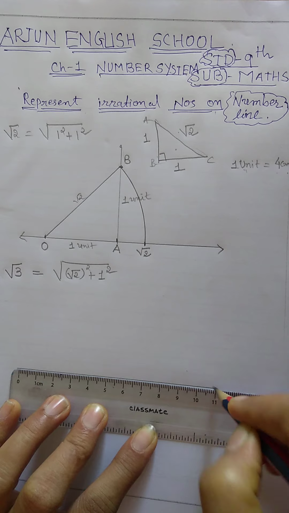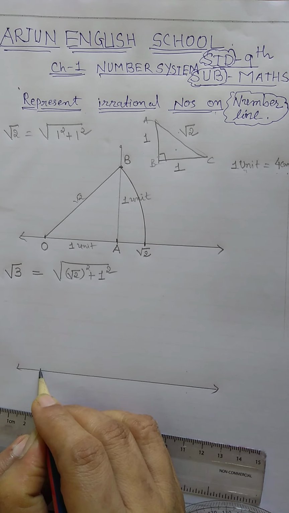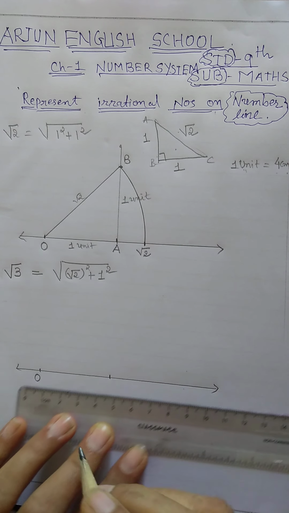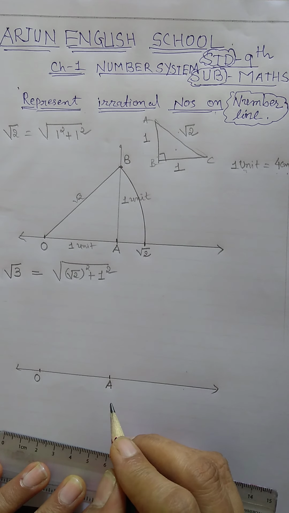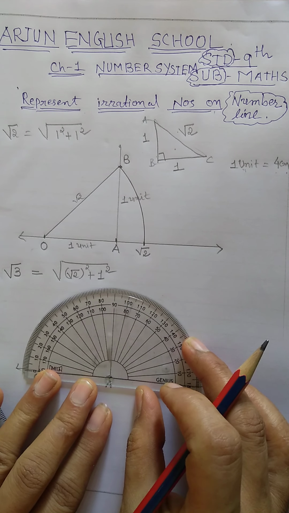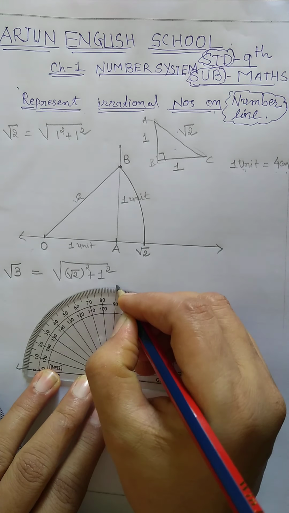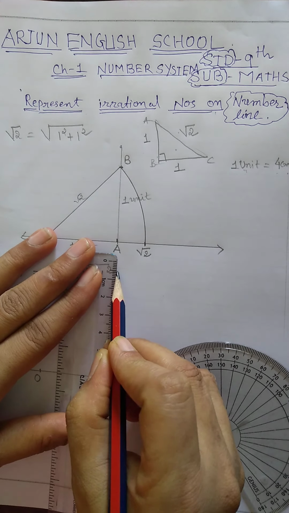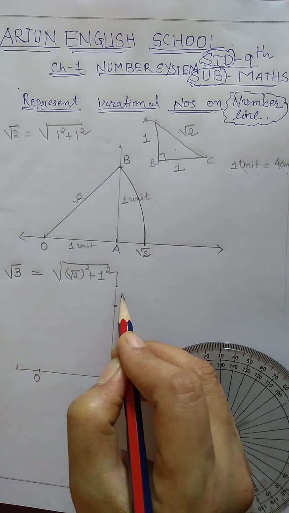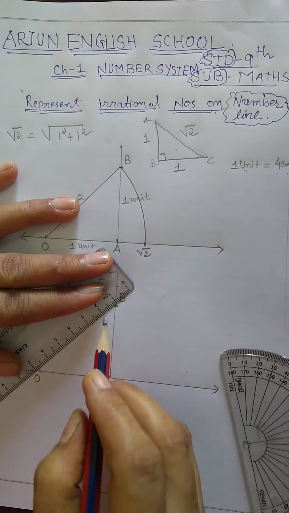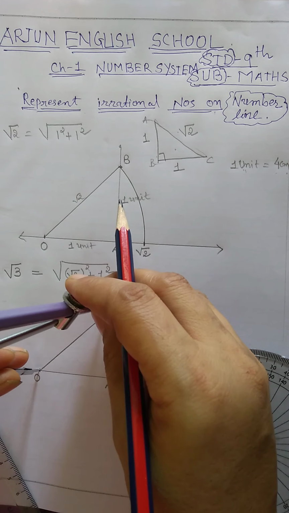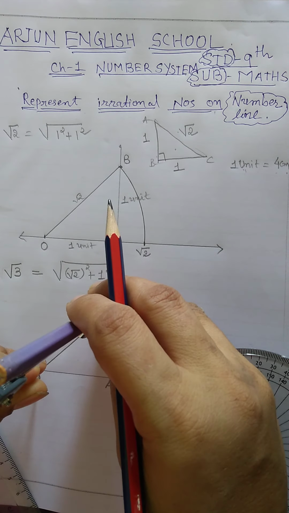For that, again I am drawing a number line. On that I am taking O as a point. 4 centimeters means 1 unit I am taking, and the point I denote A. Again I will draw 90 degrees, and on this 90-degree line I will take one point for 1 unit, meaning 4 centimeters, and denote it with B. Draw line segment OB. Take an arc of radius OB.